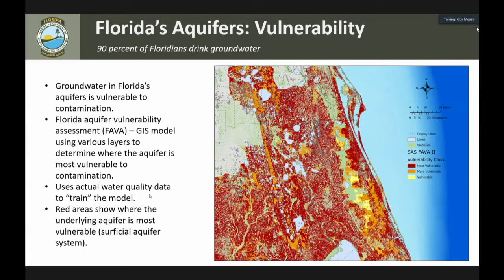And when you run the model, it puts out a map like this that shows you where the most vulnerable areas are within our state for each particular aquifer system. So the red areas here show where the superficial aquifer system is most vulnerable to contamination. And you can see quite a bit of the area in and around the Indian River Watershed, Indian River Lagoon. Much of this area is vulnerable, and it's vulnerable because of the underlying geology.